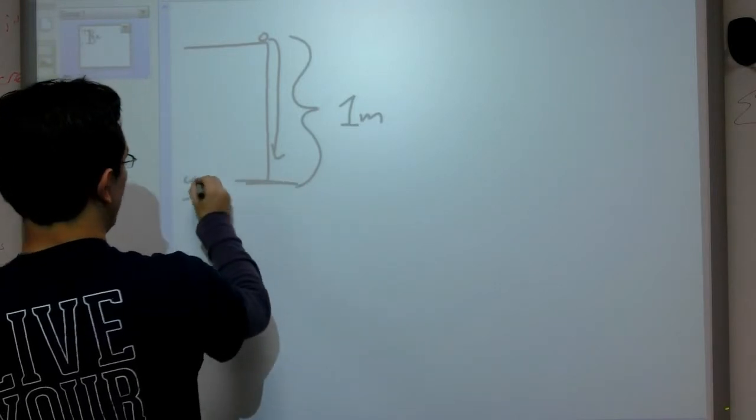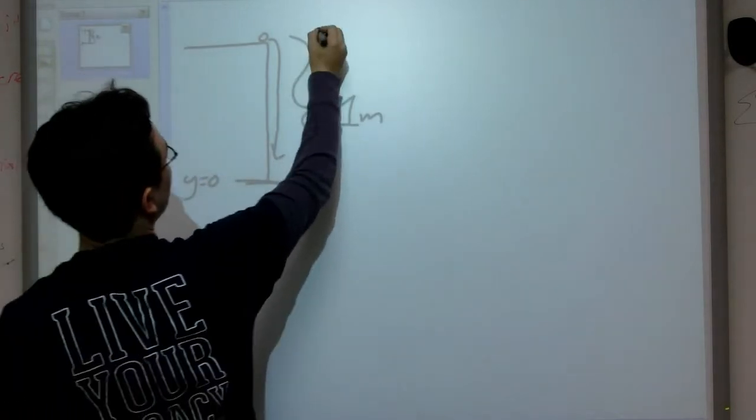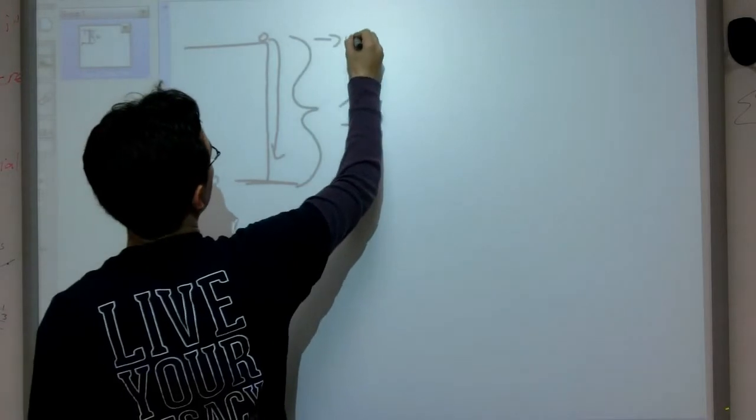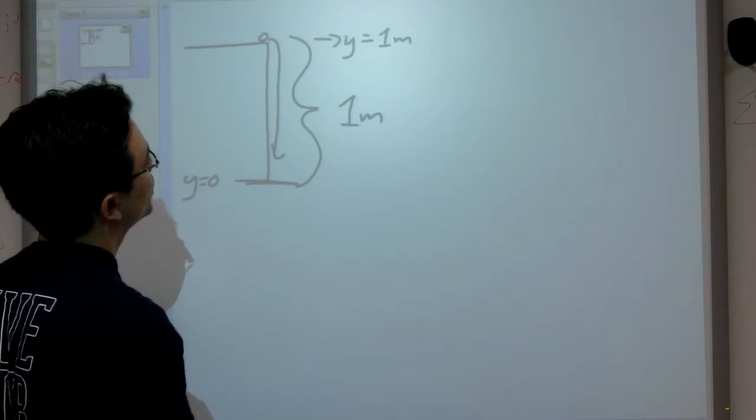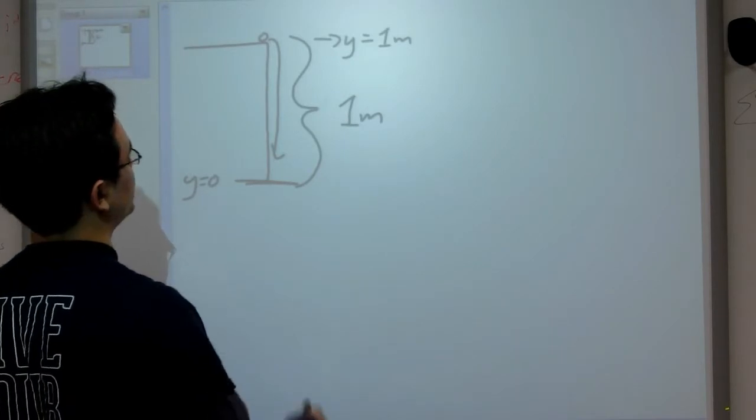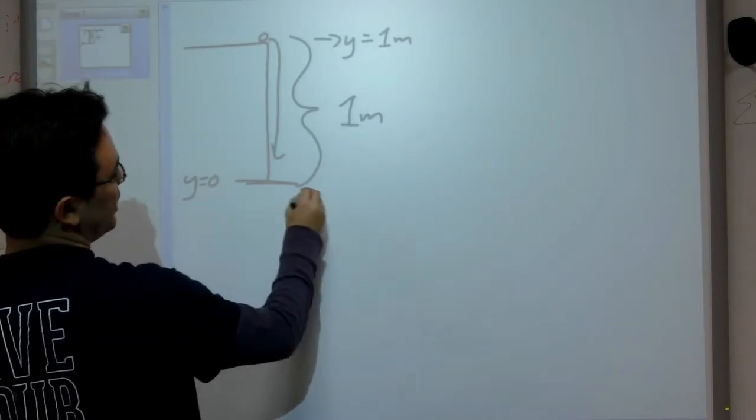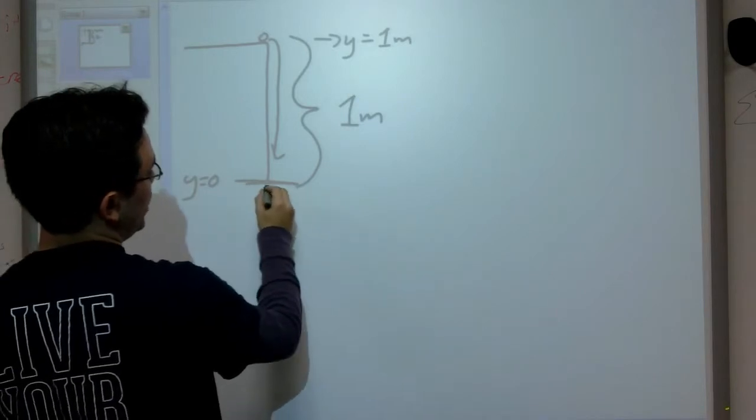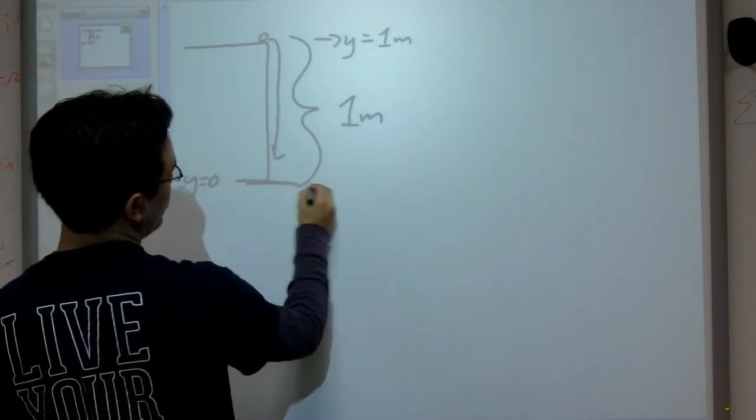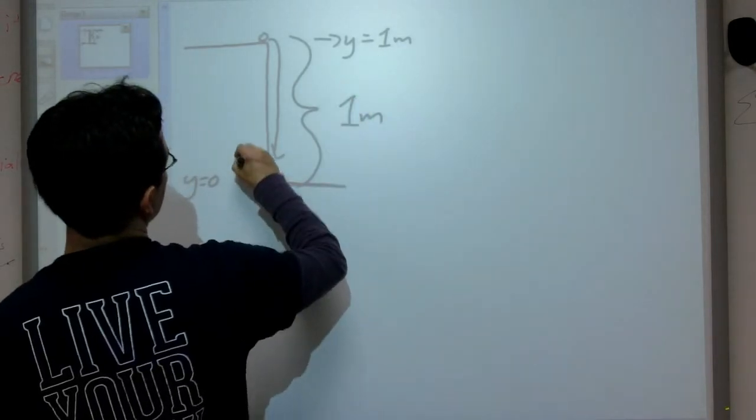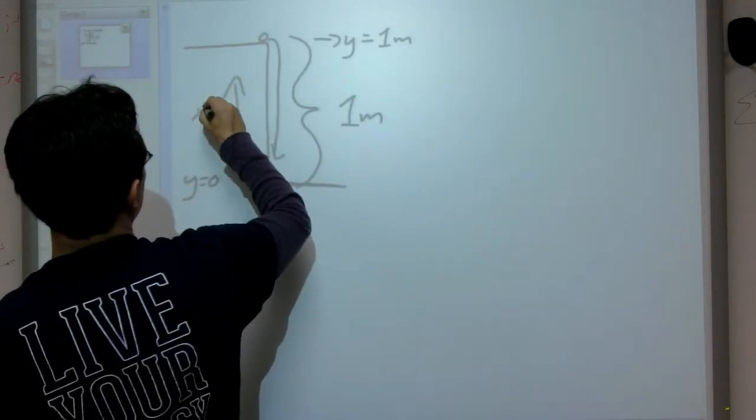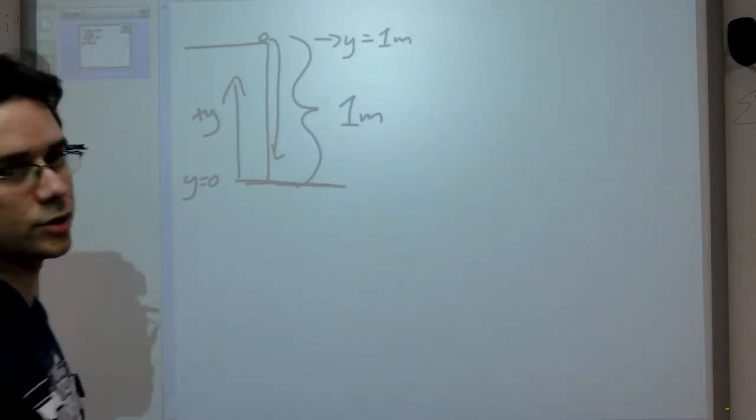So we've got a y right here equal to 0, and we've got a y up here equal to 1 meter. So I'm going to declare a coordinate system, which I kind of already have since I have coordinates listed here. I'm going to start with my y equals 0 down here, and since I go up, like we normally do, up is my plus y direction.